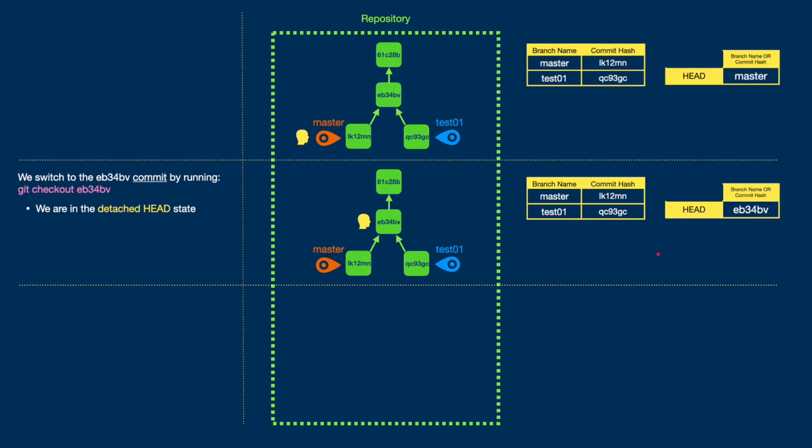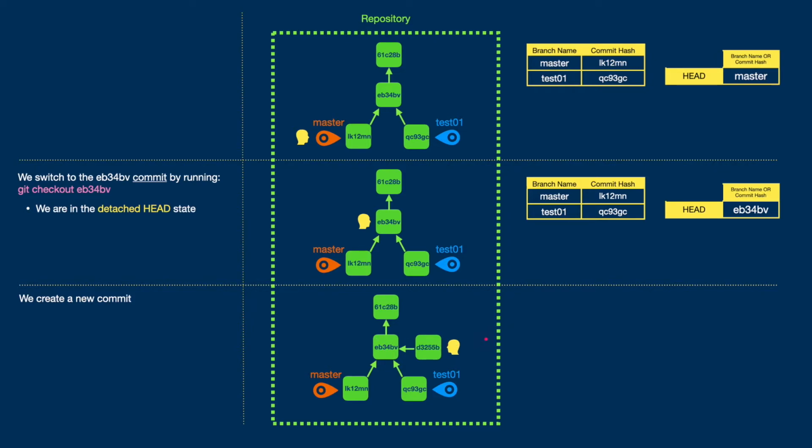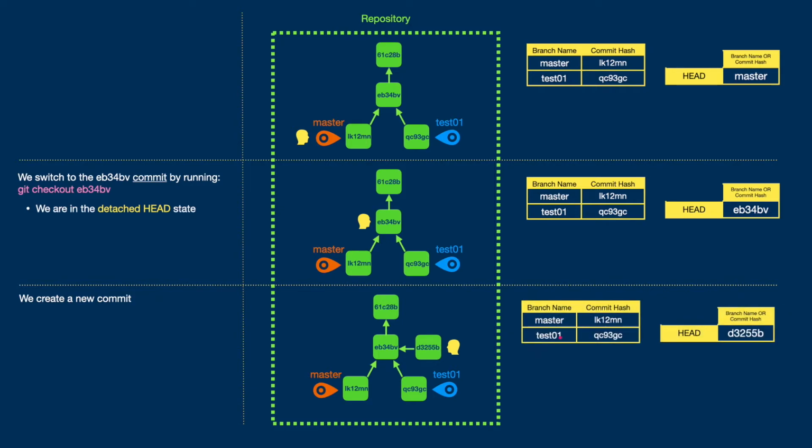Now that the head is not pointing to a branch, can we still make a commit? And the answer is yes. Let's make a new commit. Head still knows what the parent is. And when the commit is created, head moves to the new commit, but there is no branch to move along with head now. So the repository looks like this. Note that the value of head has changed.